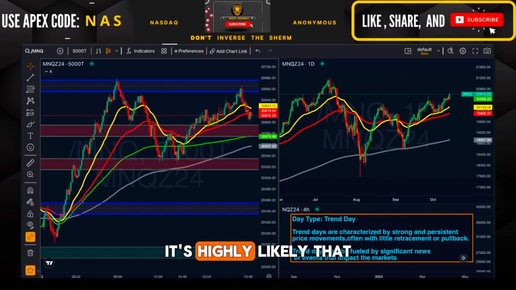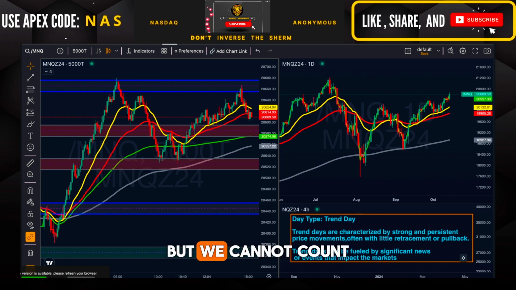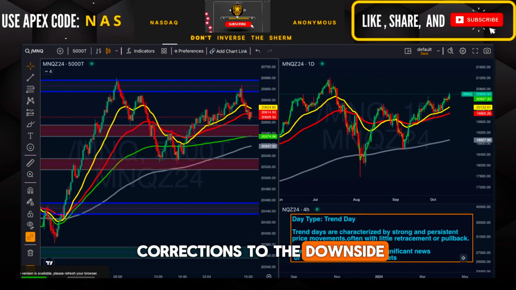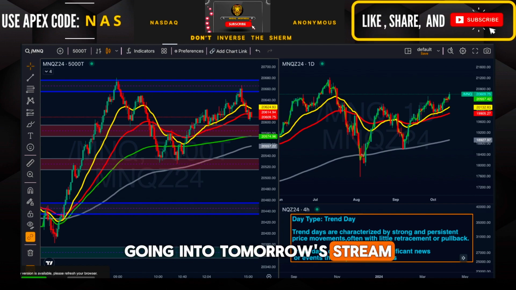Now, it's highly likely that the bulls will be able to maintain their control overnight because it does appear that price is trying to get somewhere in a hurry, but we cannot count out the bears because we've seen big corrections to the downside after really big moves without pullbacks. But the price action overnight will definitely be essential for our bias going into tomorrow's stream.